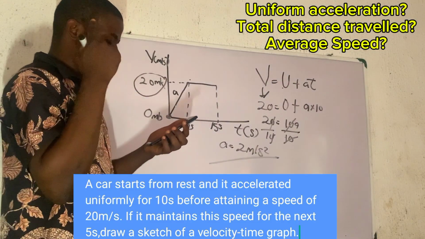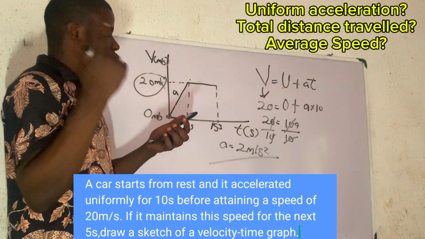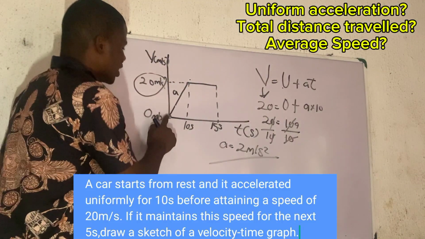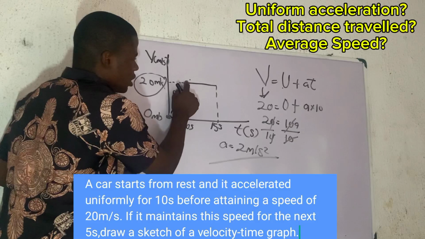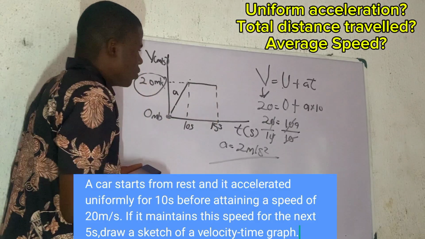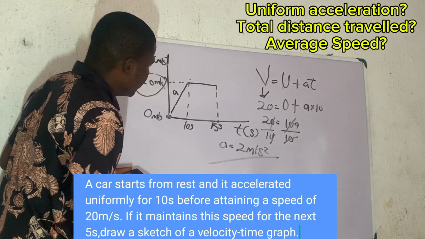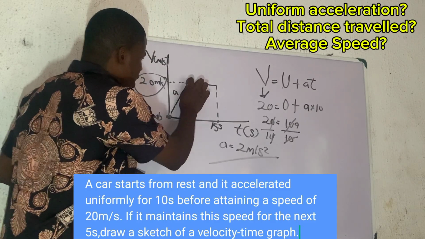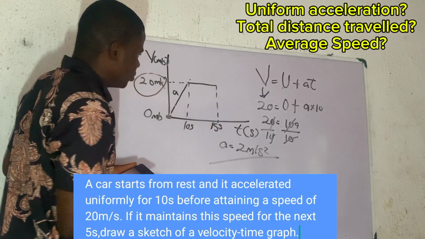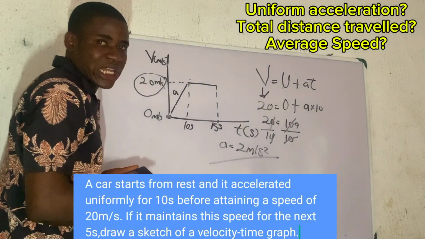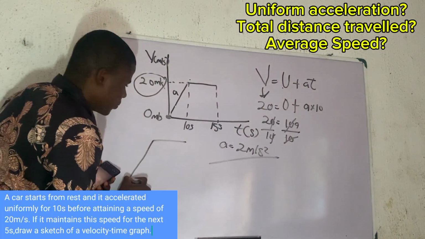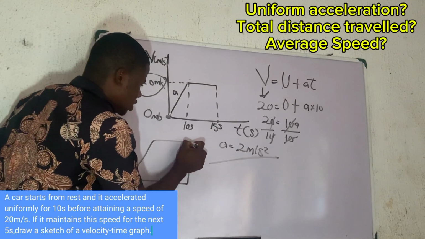Now they asked me to find the total distance covered. The car started from here, moved up here, and went here, right? Now what shape have I formed? If you look at this very well, this total shape from here to here looks like a trapezium. Yes, it looks like that's a trapezium. So I'm having something in this order. Look at the shape. Yes, this is the shape.